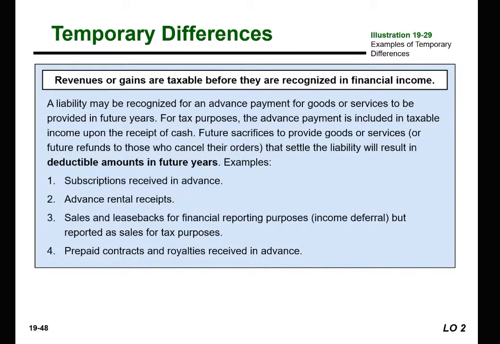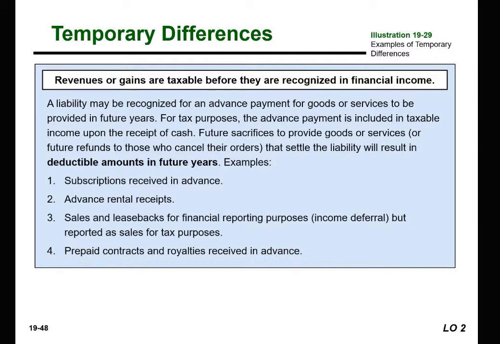Some revenues or gains are taxable before they're recognized in our financial income. A liability may be recognized for an advance payment for goods or services to be provided in future years. So, for example, we receive a deposit. For tax purposes, the advance payment is included in taxable income once we receive cash. Future sacrifices to provide the goods or services, or future refunds for those who cancel their orders that settle the liability, result in deductible amounts in future years.